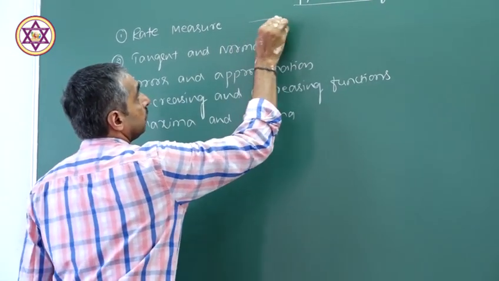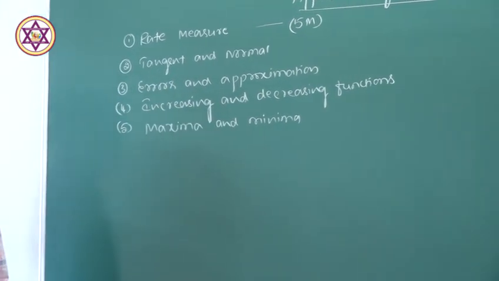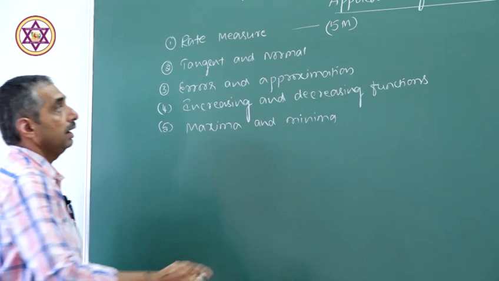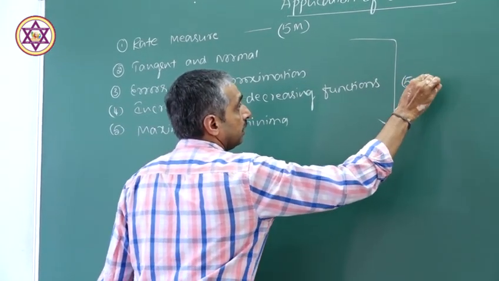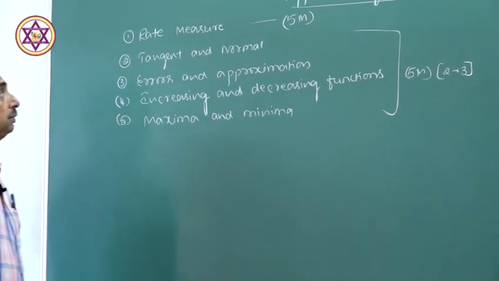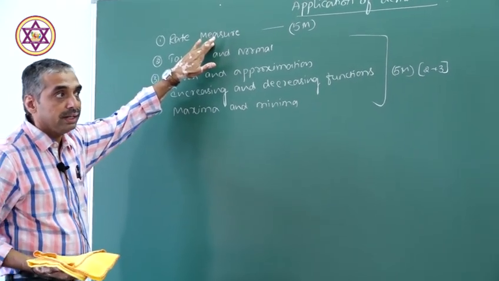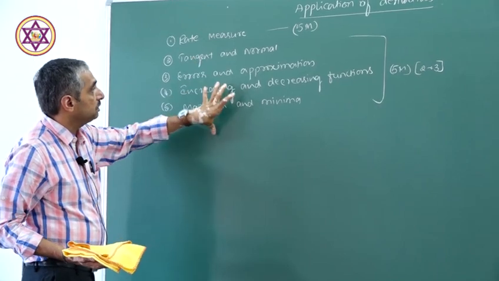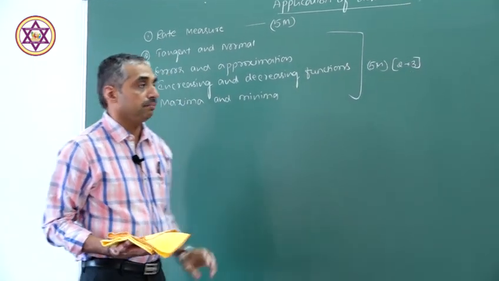Totally, this question carries a compulsory part D question for 5 marks, and the rest of the 4 chapters carry 5 marks. This is once again 2 plus 3 marks. So the rate measure entire problem is one complete problem in part D, 5 marks. The next 4 chapters for 5 marks have one 2 mark question and one 3 mark question.